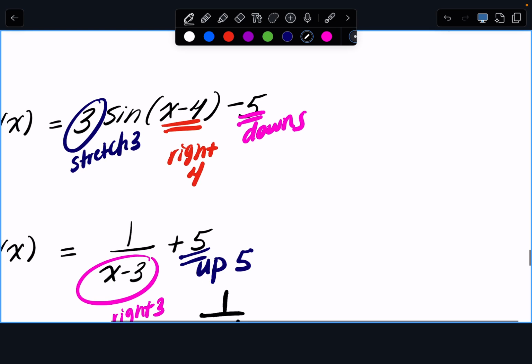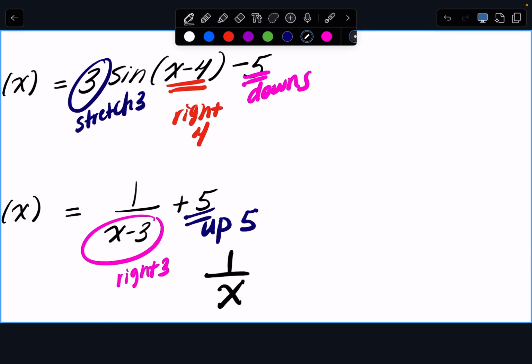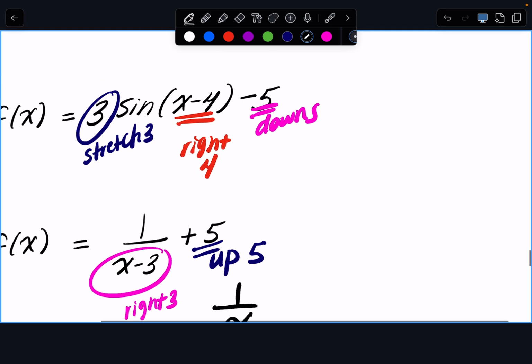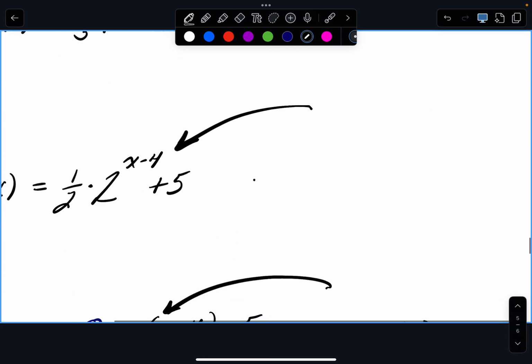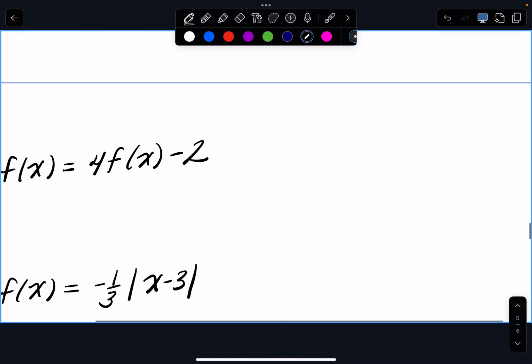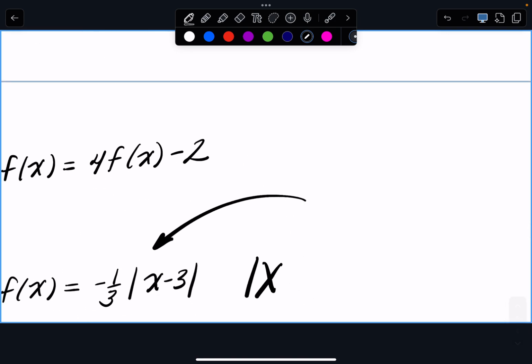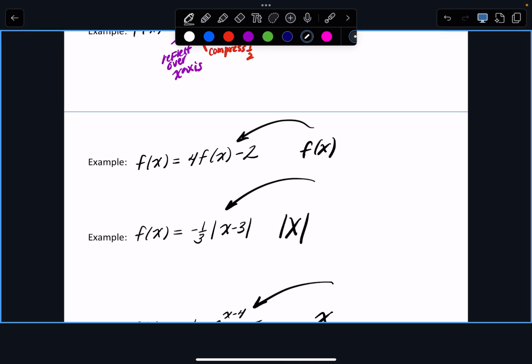Look like on a graph. We wouldn't be asked to graph that one at our level. In the college level class you would, and next year you will, but they're really easy. How about this one? What's the parent function? Sine of x. What's the parent function of this one? 2 to the x. What's the parent function here? Absolute value of x. What's the parent function here? F of x. All right, I think we're getting it.